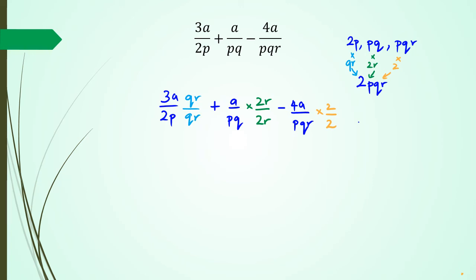All right, so what do we know now? We know one thing. We know that the denominator for all of these three things is 2pqr. And now it's just a matter of simplifying the numerator. So we've got 3aqr plus 2ar minus 8a as our final answer.